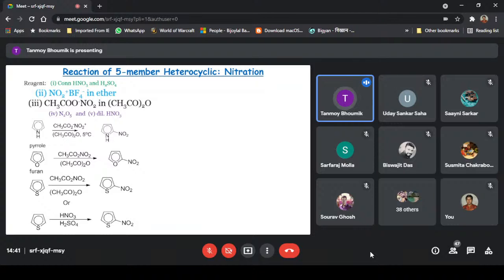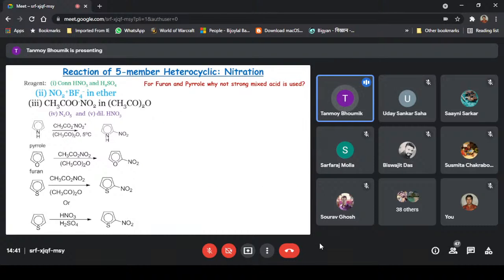One is NO2+ BF4-, and the other is acetyl nitrate in the acetic anhydride. This acetic anhydride has a very strong effect towards the acetylation reaction. That's why acetylation is always preferred at the heterocyclic molecule, and here the heterocyclic atom is nitrogen.